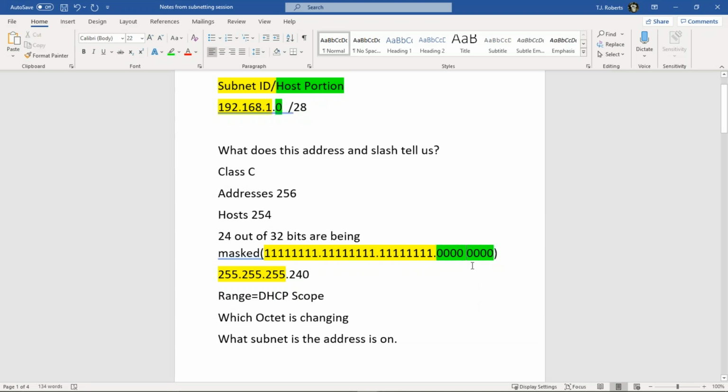okay? Because there's 2 addresses that are always excluded. And that's the first address, which is this one here. This represents your subnet. And the very last address on the subnet is reserved for the broadcast address. So those are not usable as hosts. So even though this gives me 256 addresses, it only gives me 254 hosts.